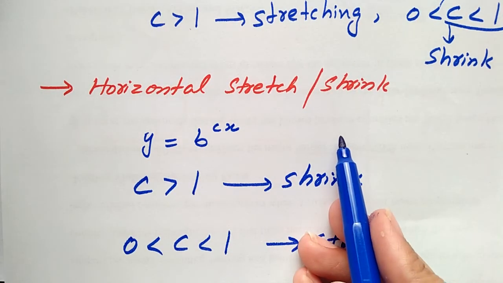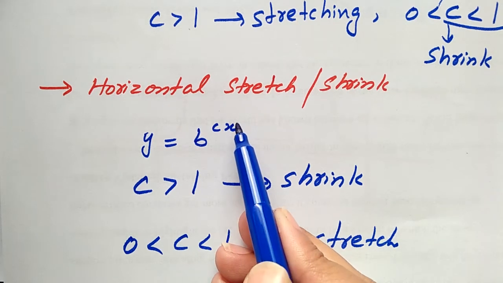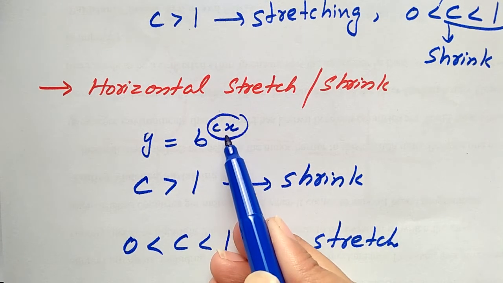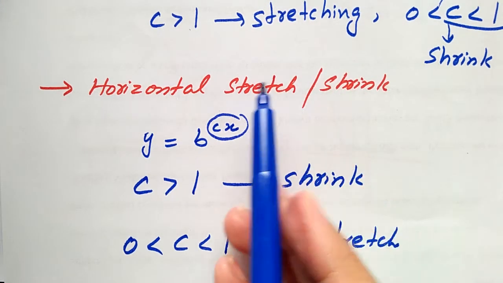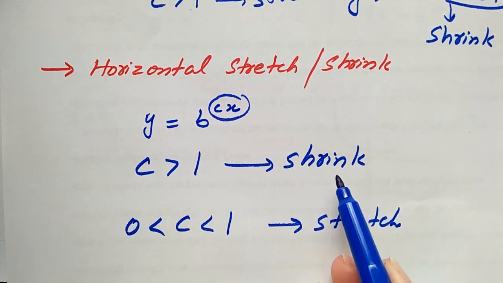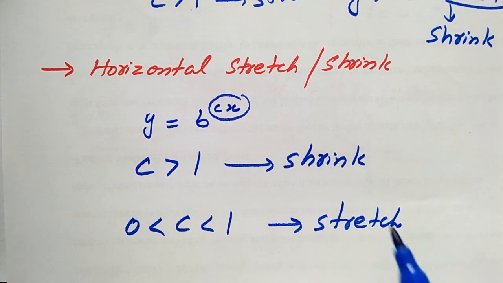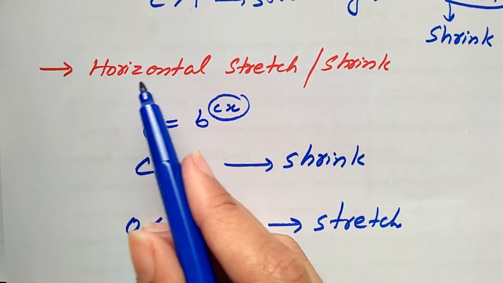Horizontal stretch or shrink. If y equals b raised to power c times x, if some constant is multiplied with this variable exponent, then my graph will be stretched or shrunk in the horizontal direction. If c is greater than 1, then my graph will be shrunk. And if c is greater than 0 and less than 1, then my graph will be stretched horizontally.